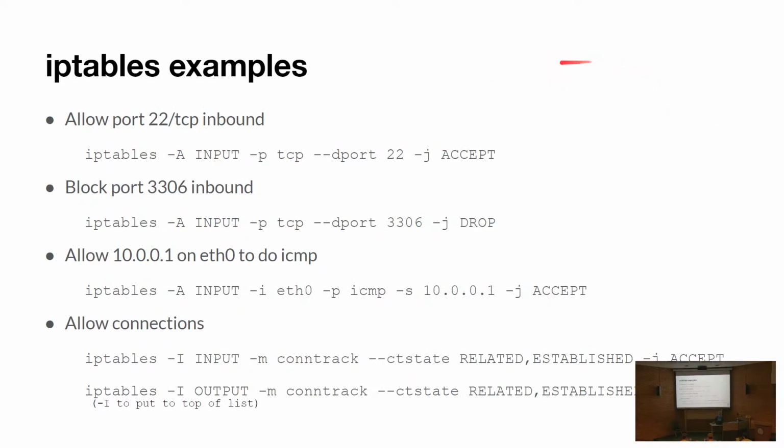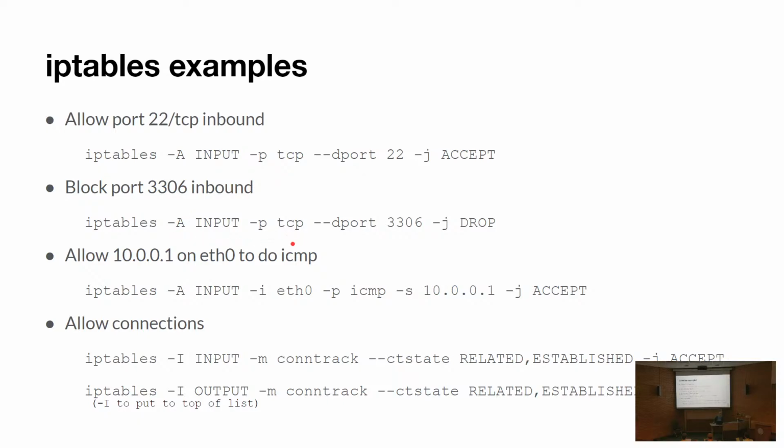So here are some example rules. For example, if you wanted to allow port 22 TCP inbound, you'd probably have something like this. You're appending to the input chain, so adding to the end of the input chain, for -p, which is protocol, TCP, destination port, so where the traffic is going to, port 22, and then -j ACCEPT means that you're going to just accept that traffic.